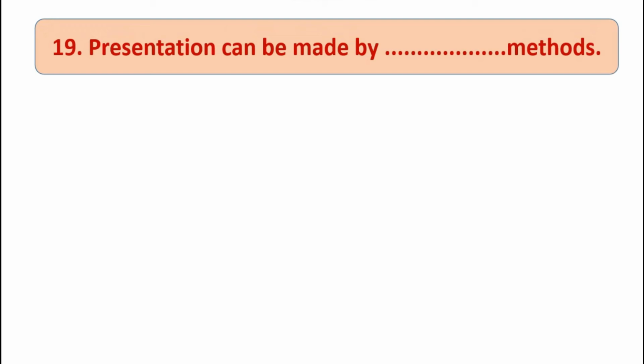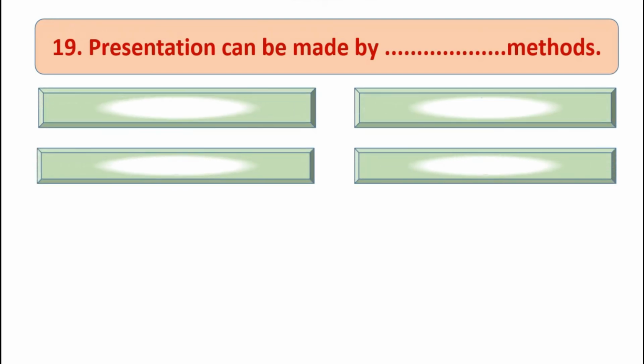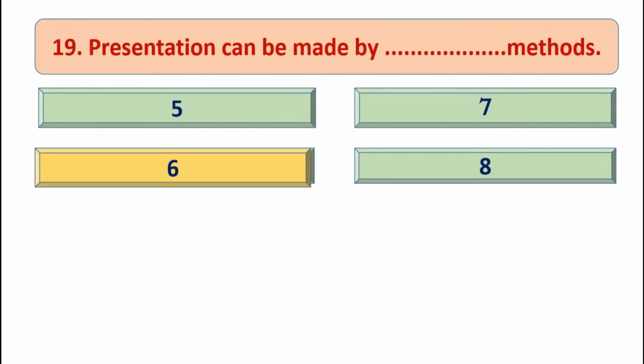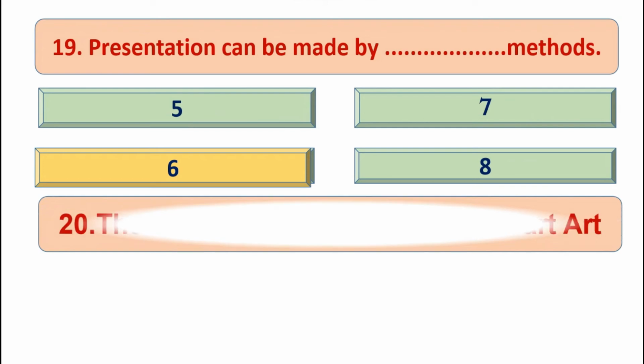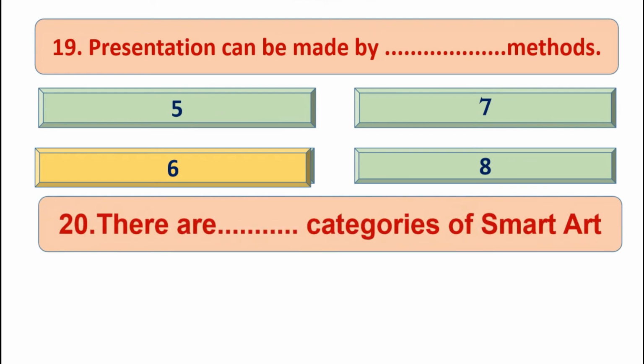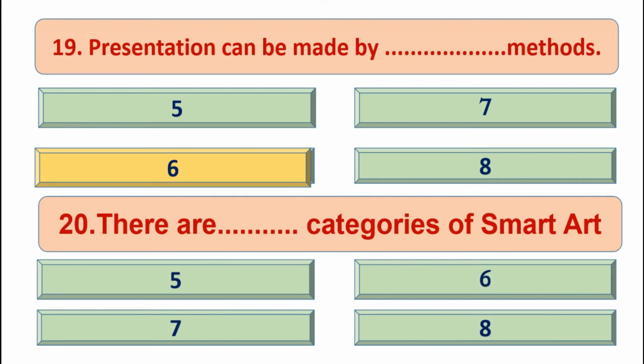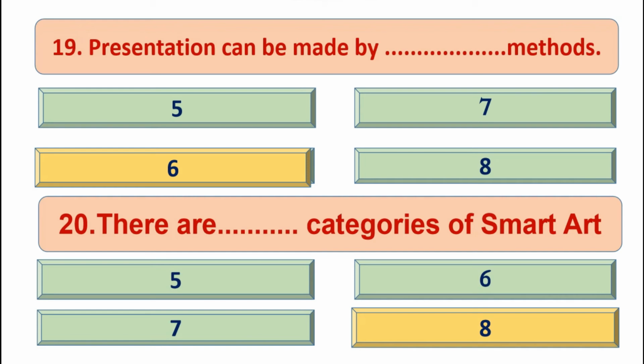Presentation can be made by dash methods. Options are 5, 6, 7, 8. So answer is 6. We can make presentation by 6 different methods. There are dash categories of smart art. Options are 5, 6, 7, 8. Answer is 8. There are 8 categories of smart art.